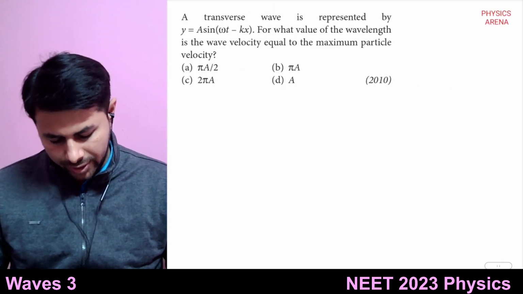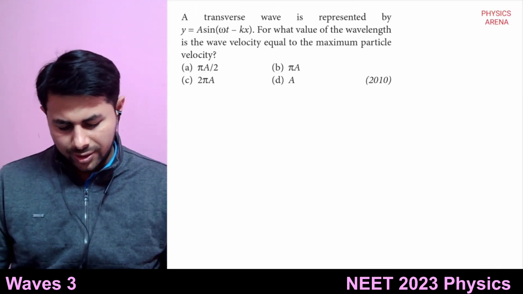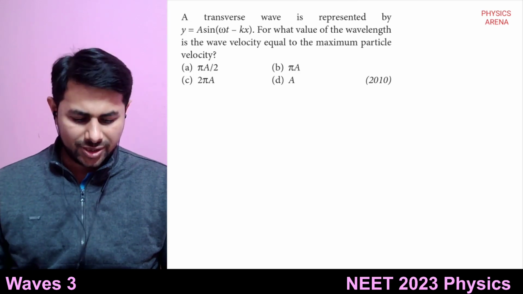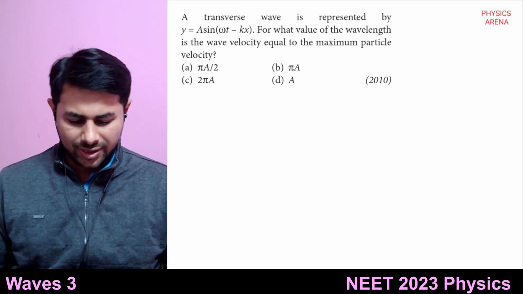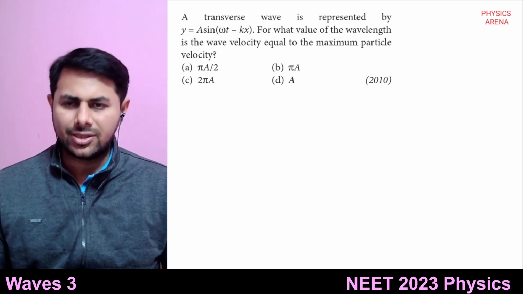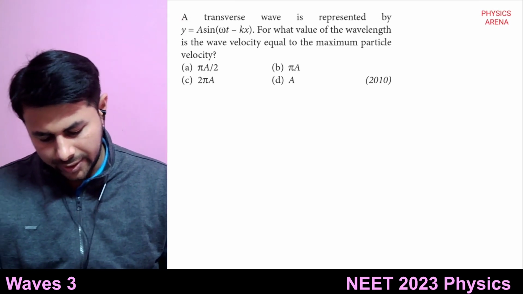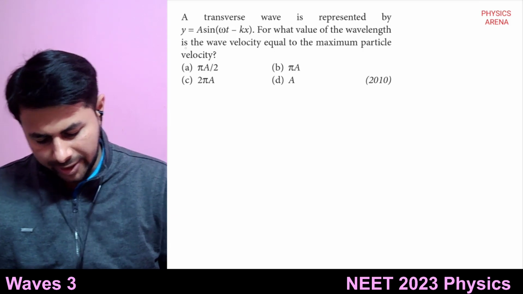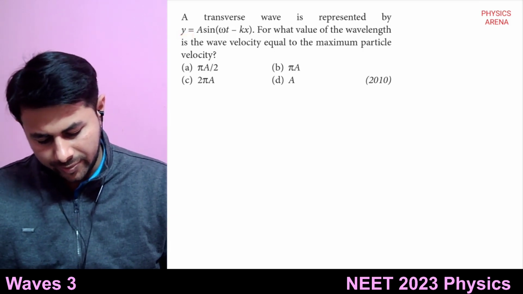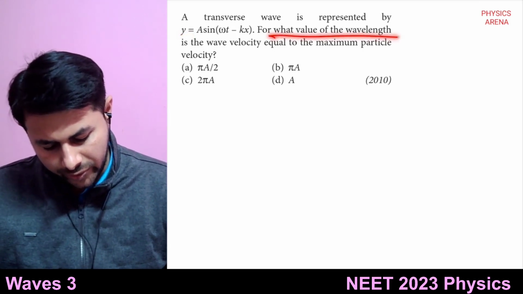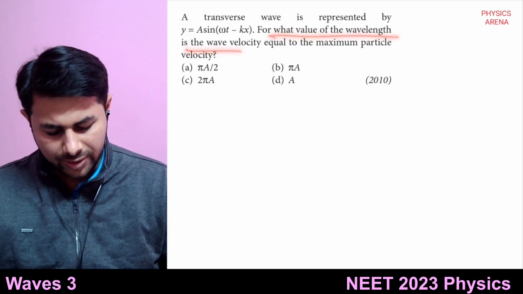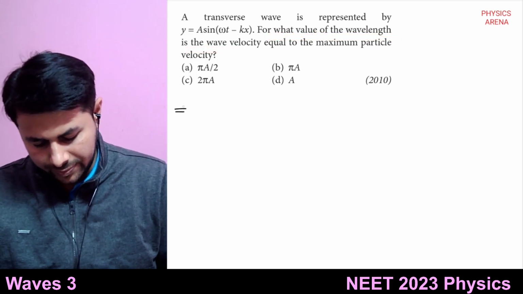So let's see the next question. We had seen some questions like this earlier also, but these kinds of questions are repeated many times. A transverse wave is represented by y equals a sine omega t minus kx. For what value of wavelength is the wave velocity equal to maximum particle velocity?